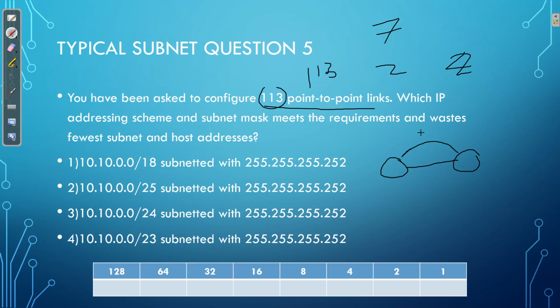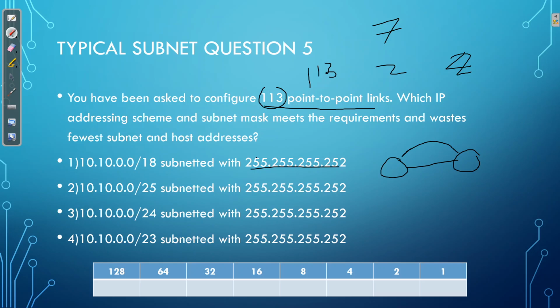Now it says here we need to waste as few subnet and host addresses as possible, which means that the subnet mask I need to choose needs to have, strictly speaking, only 7 subnet bits and only 2 host bits, because only that way am I going to waste as few addresses and subnets as possible, or as close to those requirements. Now, every answer 1, 2, 3, and 4 gives me the same subnet mask. That's 255.255.255.252.